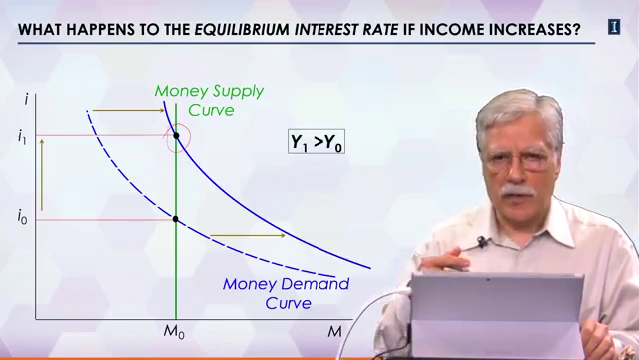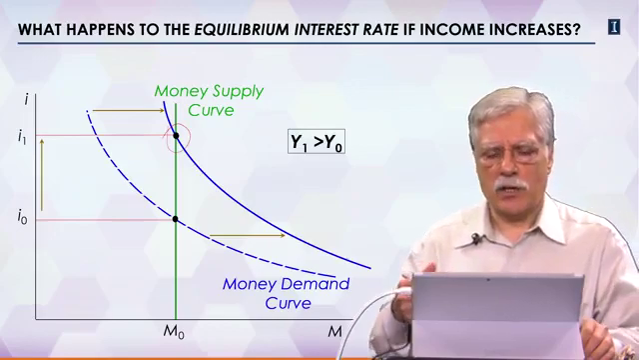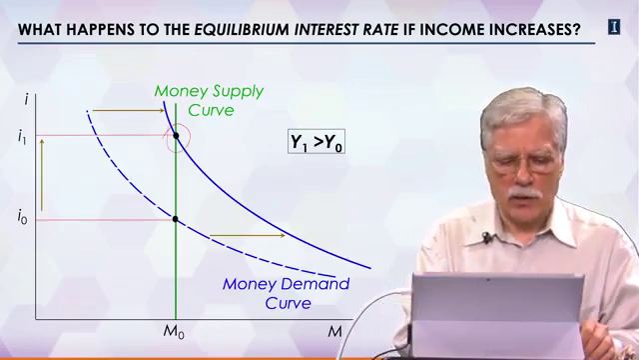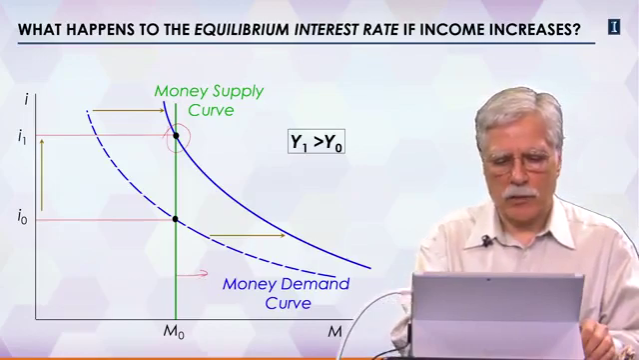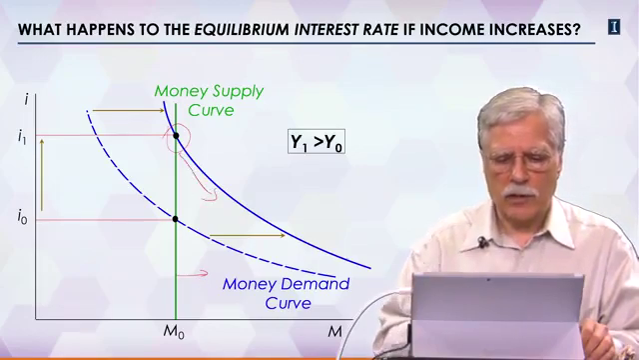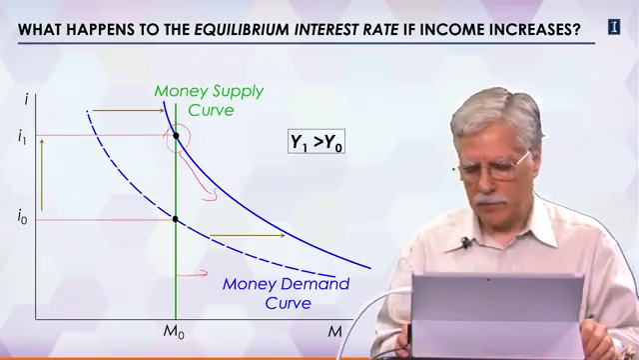In fact, if the central bank wants to keep interest rate constant, it has to shift the money supply curve, or increase the money supply, in order to move interest rate back down to its old level.